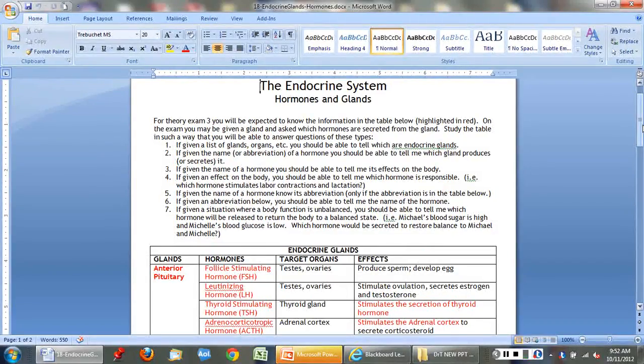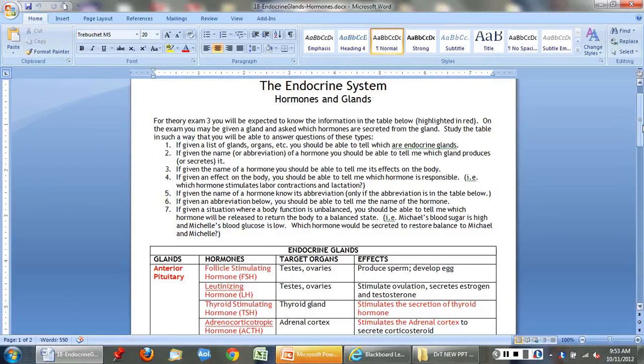And also, what does this system do primarily? Secrete hormones. Okay, so the endocrine system's job is to secrete hormones, which are basically just messengers. Another very amazing part of the human body. So these hormones are secreted from the endocrine glands primarily to maintain homeostasis.